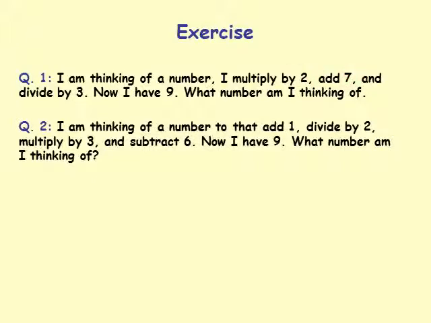Let's continue here. Here's an example. The question is, I'm thinking of a number. To that I add 1, divide by 2, multiply by 3, and subtract 6. Now I have 9. What number am I thinking of? So use the reversal method to come up with the number I'm thinking of.